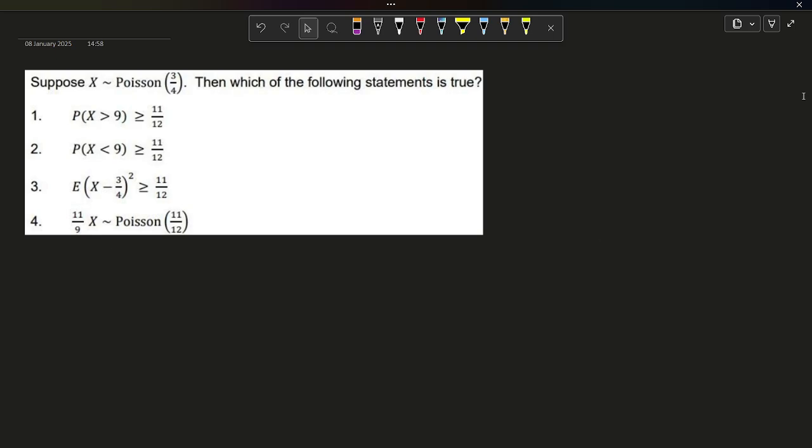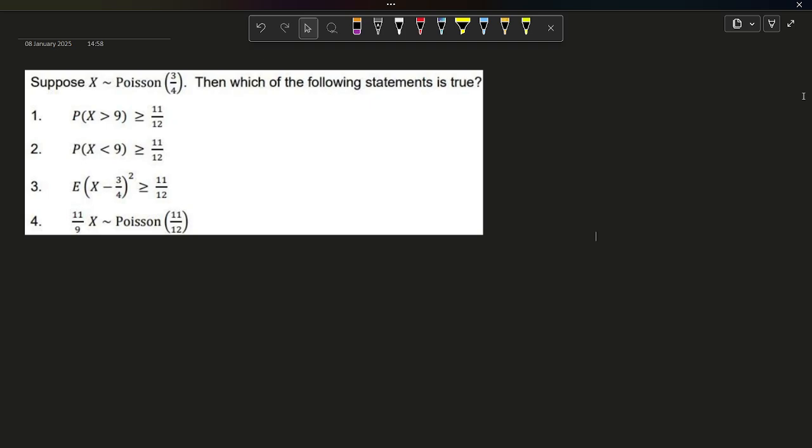Option 2 tells us that P of x less than 9 is greater than or equal to 1 by 12. Option 3: the expectation of (x minus 3 by 4) whole square is greater than or equal to 11 by 12. And option 4: 11x by 9 can be approximated by Poisson 11 by 12.